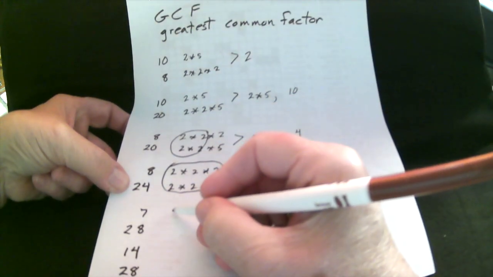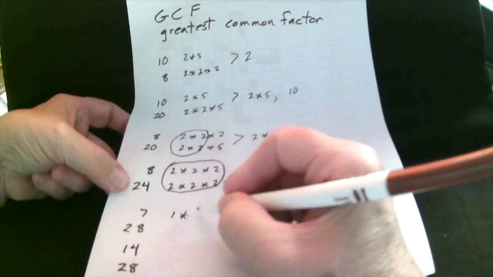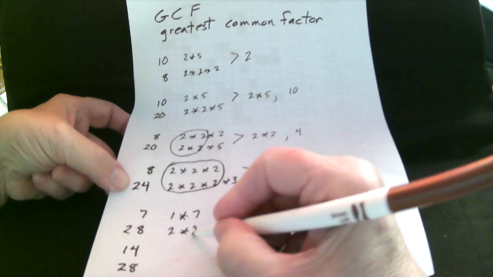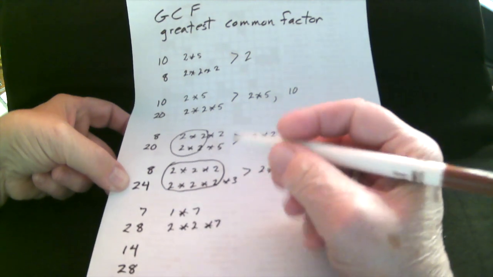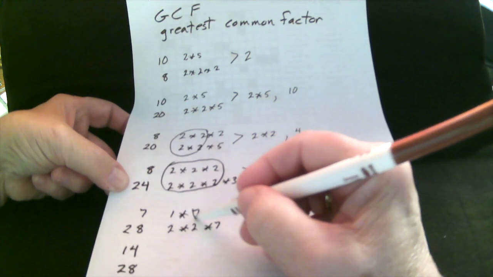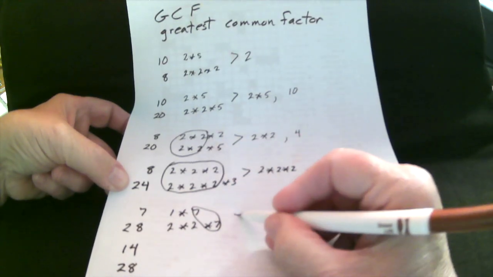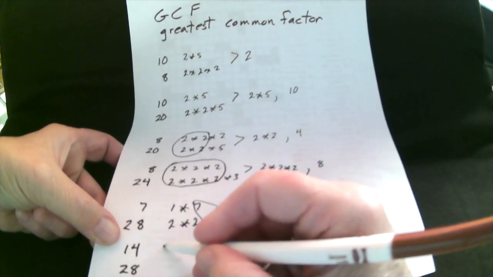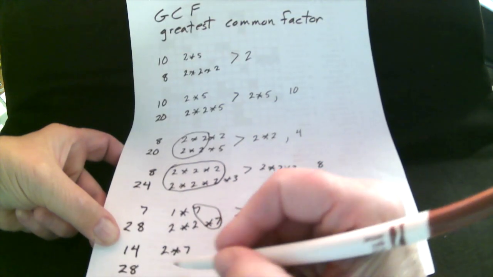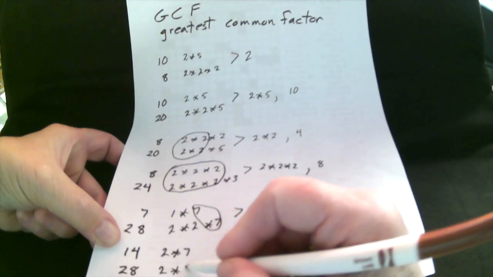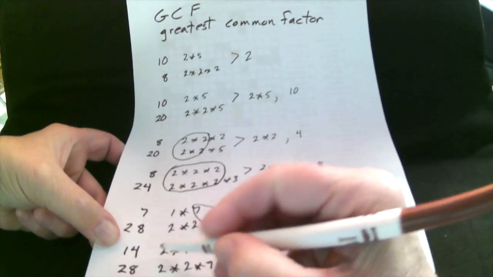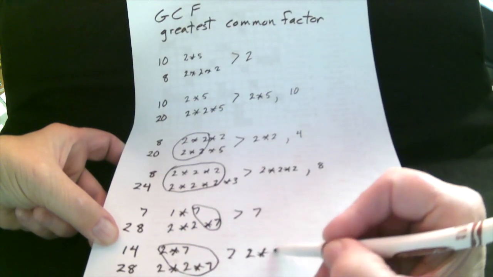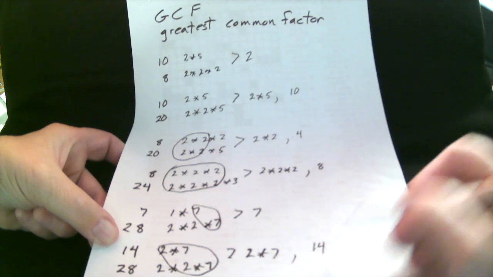Between 7 and 28, this is 1 times 7, and this is 2 times 2 times 7. So our greatest common factor is 7. Between 14 and 28, we have 2 times 7, and we have 2 times 2 times 7. So our common factor is 2 times 7, which is 14.